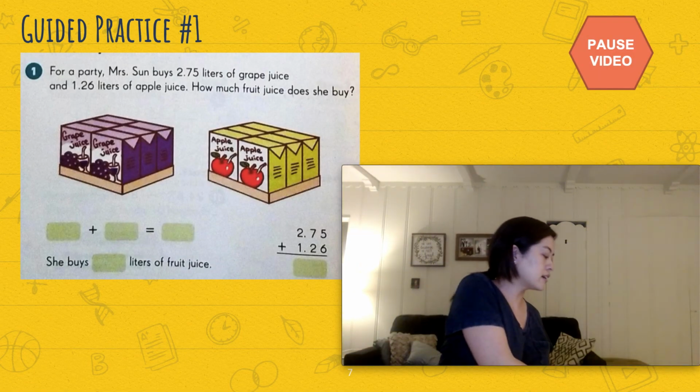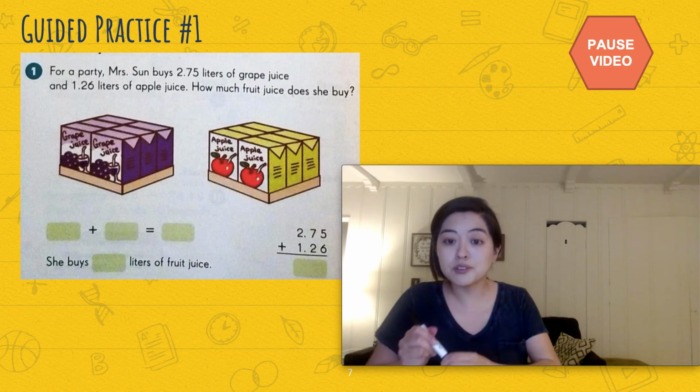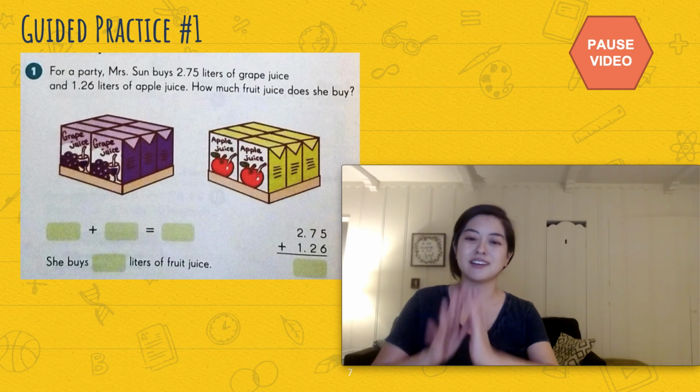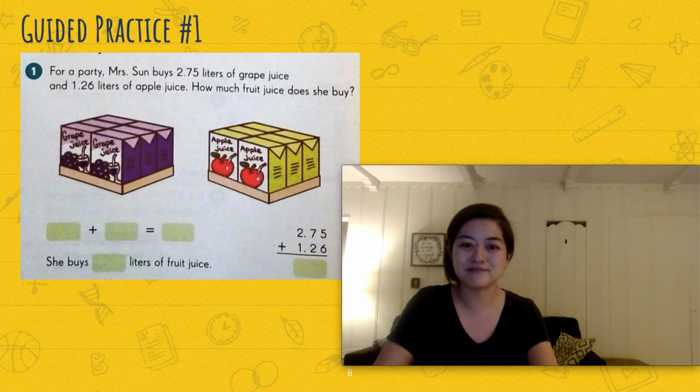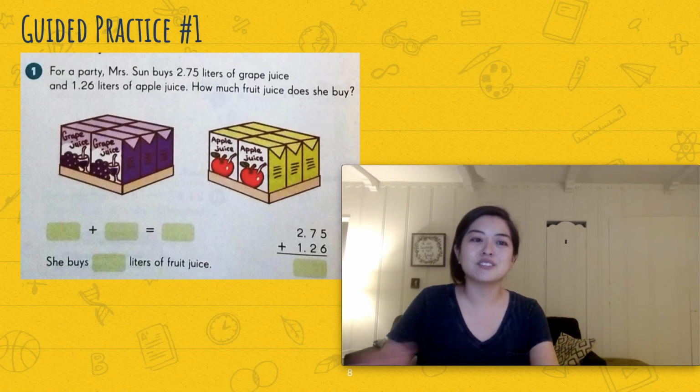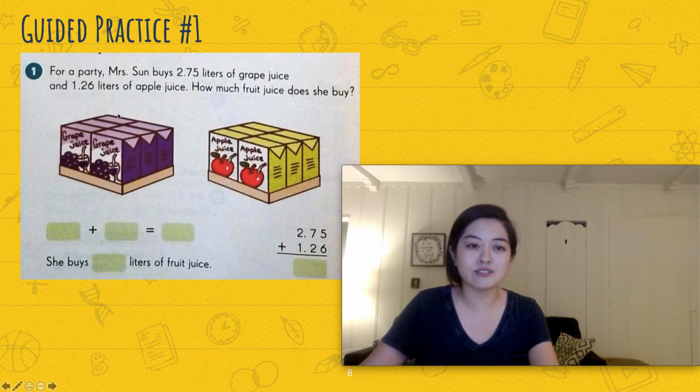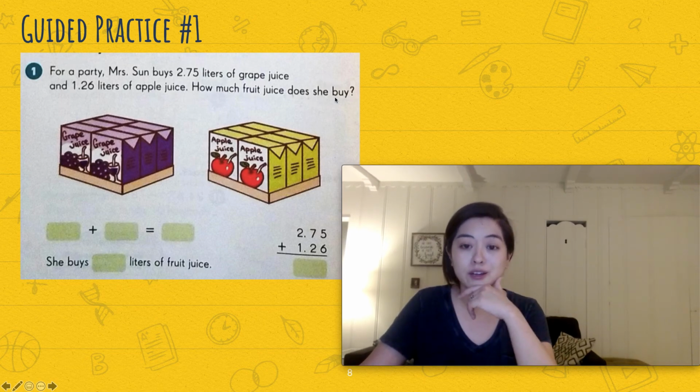Now let's try this. Okay, you do it on your own, and when you're ready, play the video. I'll be waiting. All right, hi again. So it says for a party, Mrs. Sun buys 2.75 liters of grape juice and 1.26 liters of apple juice. How much fruit juice does she buy? Do we add or subtract? We add because she has grape juice and apple juice. We want to see the total amount of juice that she buys. So we're going to add, okay?